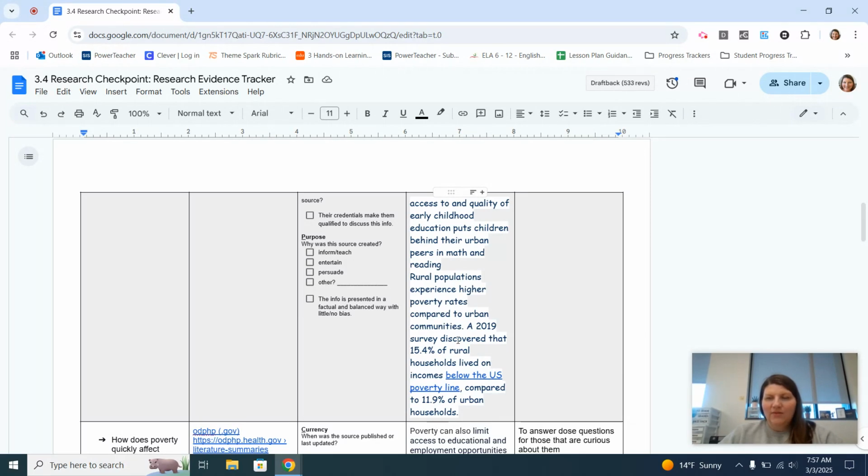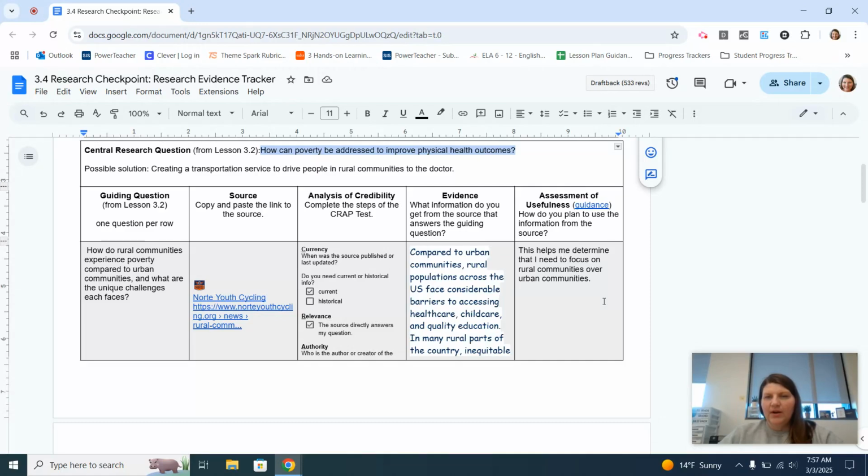So what does that information tell me? What is a conclusion that I can draw? The conclusion is that I need to focus on rural populations because they have the bigger need. To answer this over here, how do I plan to use the information from the source? This tells me that I want to focus on solutions for rural communities versus urban communities.